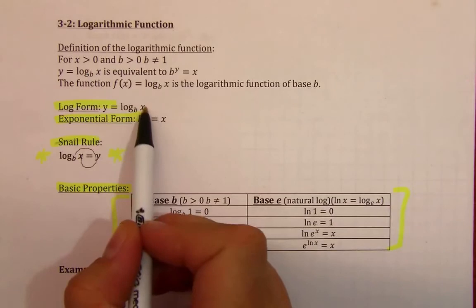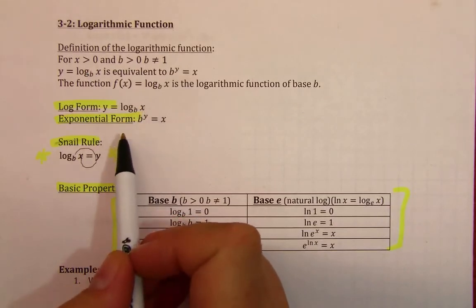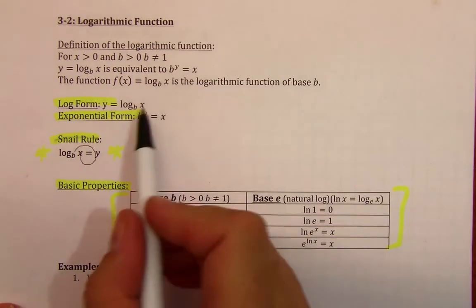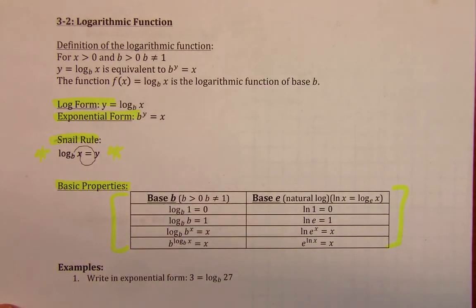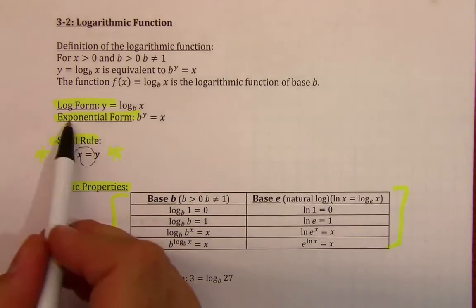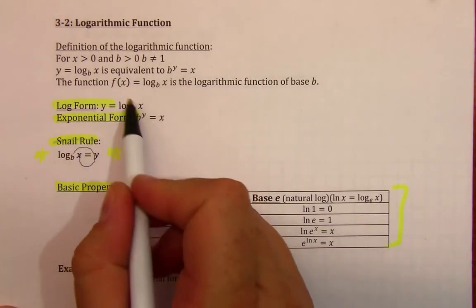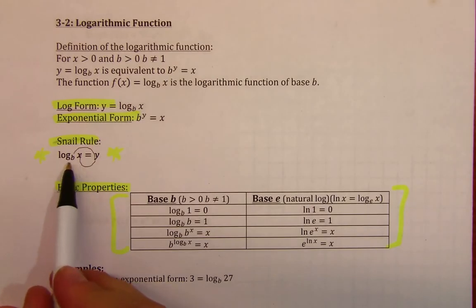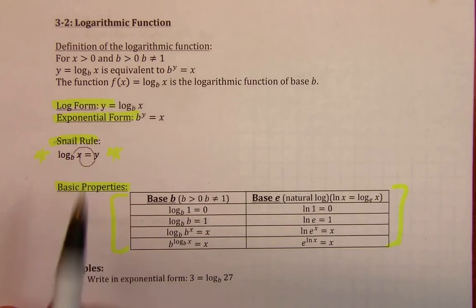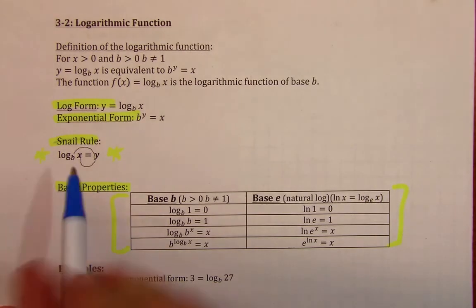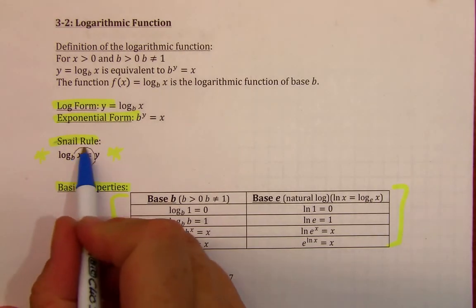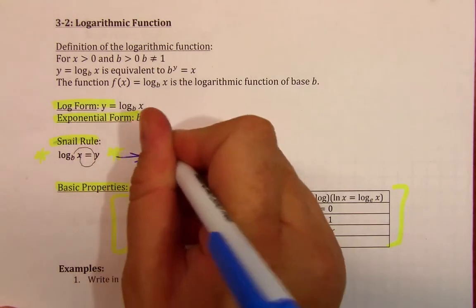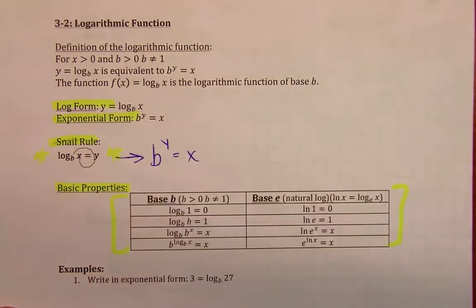And we can only work with things where this value x is greater than 0. So we can't take the log of a negative value or the log of 0. All right, now we can also write this in exponential form. That's b to the power of y equals x. And in order to convert back and forth from log form to exponential form, we would use the Snail rule here, b to the power of y equals x.